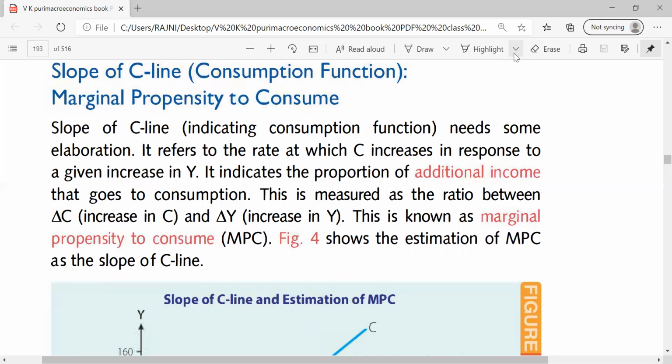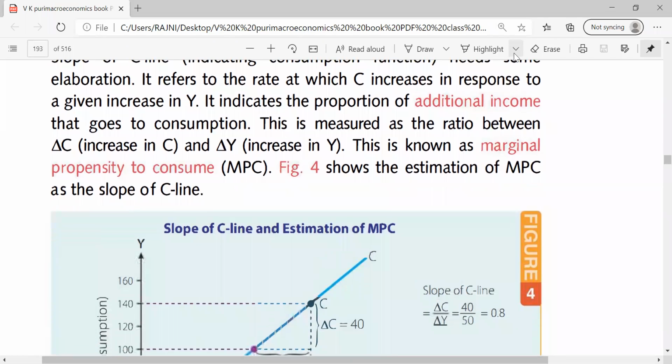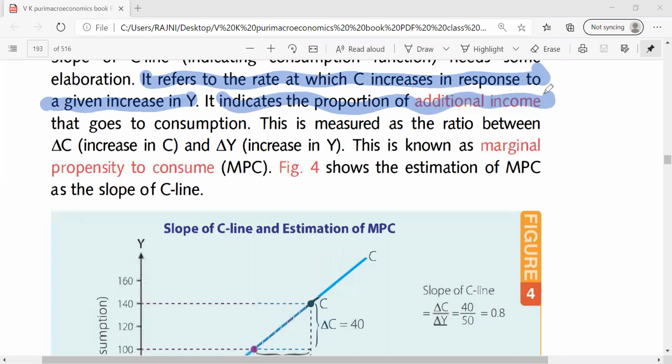So what is the slope? Simply, of the consumption function, of the consumption line, the slope refers to the rate at which our consumption C is increasing in response to the given increase in income. It is the ratio of how much C increased due to the increase in income. So simply this is the ratio between the additional consumption due to the additional income. This is measured as the ratio between the change in consumption, the increase in consumption, due to the change in income, the increase in income, which is known as the marginal propensity to consume.